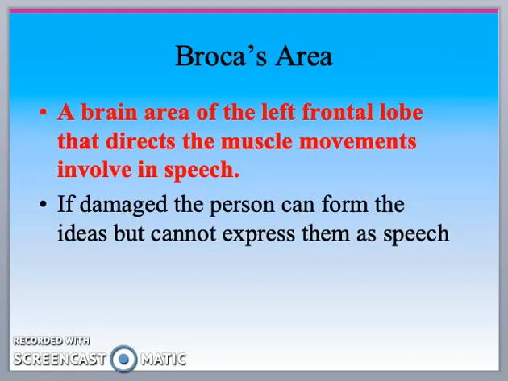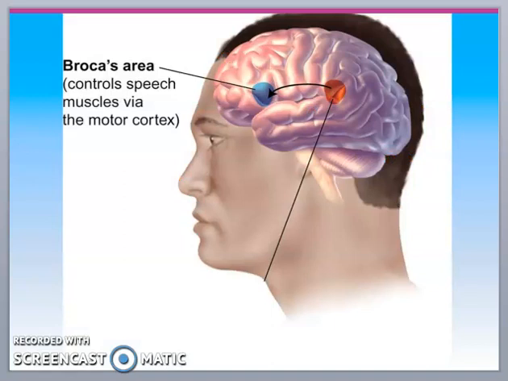The Broca's area is in the left part of the brain, and this deals with muscle movement involving speech. You can form ideas, but you can't express them with speech if the Broca's area is damaged. And here you can see the blue dot is where the Broca's area is located in your brain.